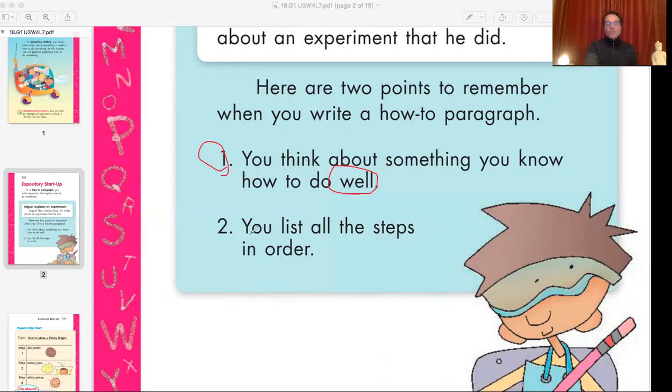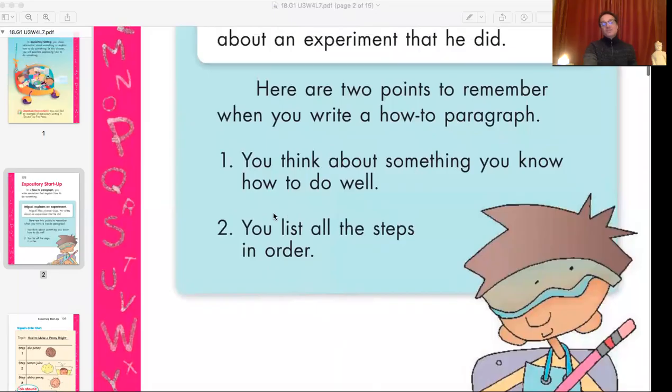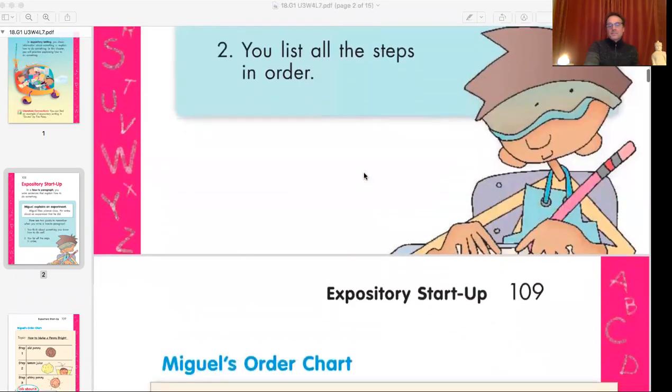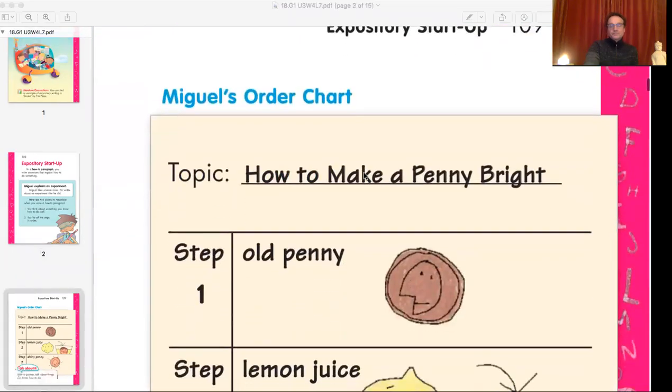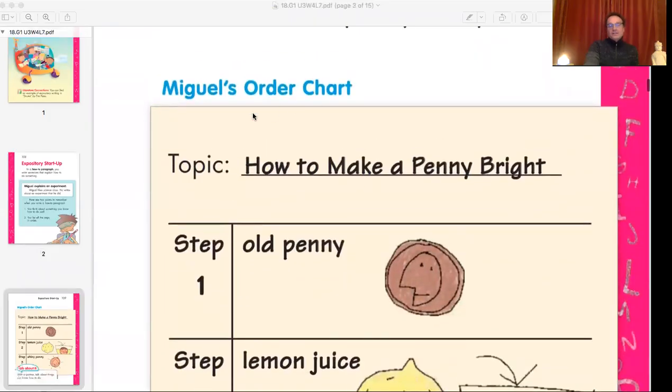And number 2, you list all the steps in order. First you do this, then second you do that, and finally you do that. Different steps, right, of how to do it. So those are the 2 questions. You think of something that you know how to do well, and then you list all the steps in order. So Miguel has thought of something.